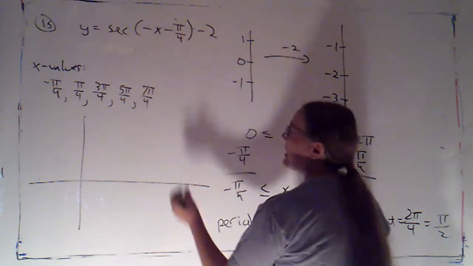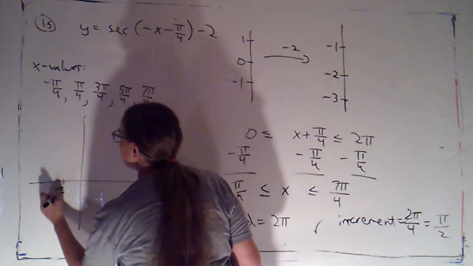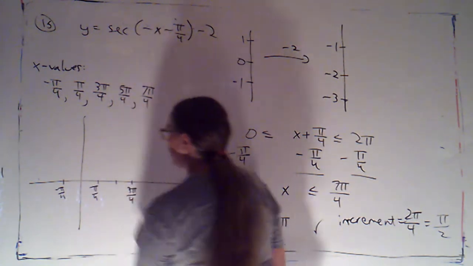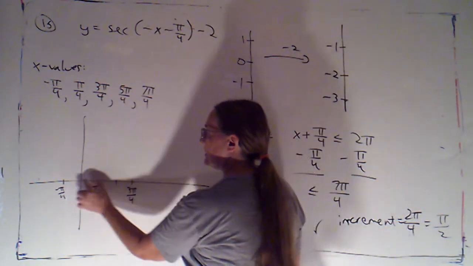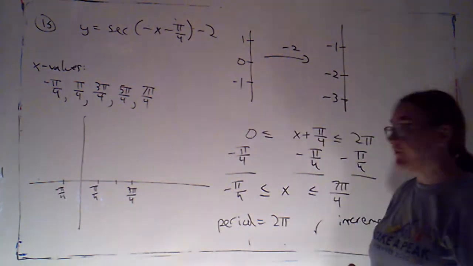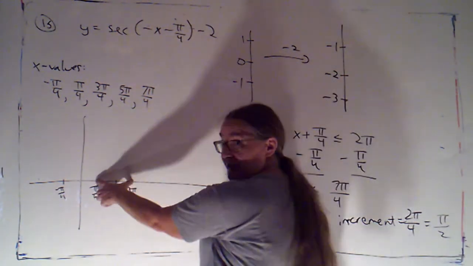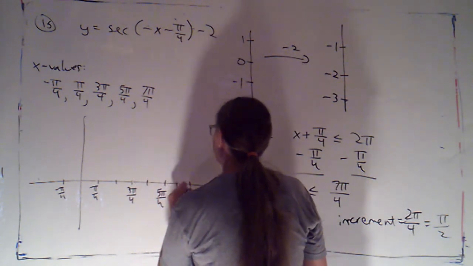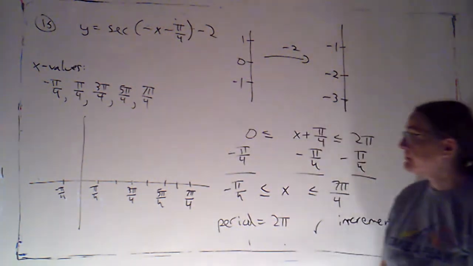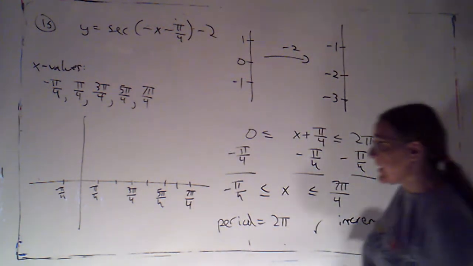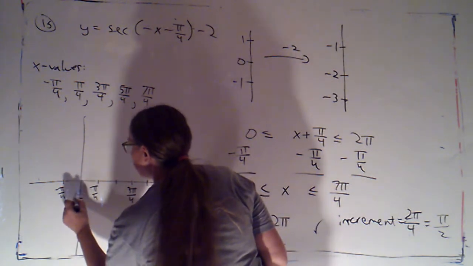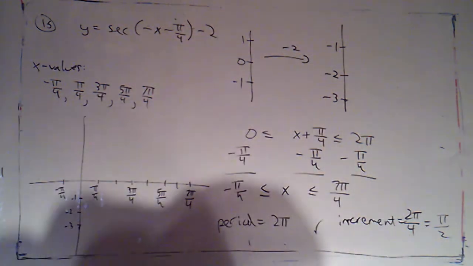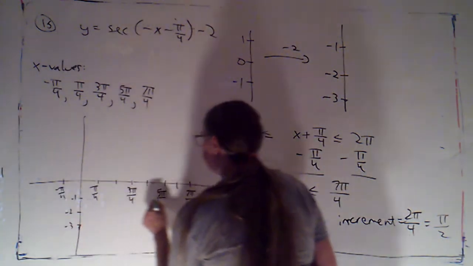So I will mark off. Here's negative pi over 4, pi over 4, 3 pi over 4. Make sure I'm saying each tick mark represents a distance of pi over 4. So these points are 2 tick marks, or 2 pi over 4 away from each other. Then there's 5 pi over 4 and 7 pi over 4. Okay. The y values that I care about are all negative. -1, -2, and -3. I like to draw in dotted lines at those heights.